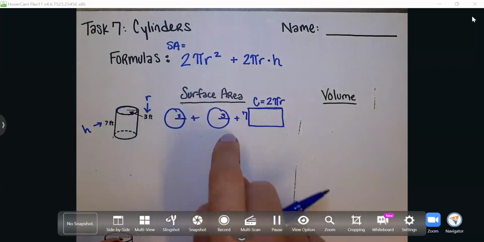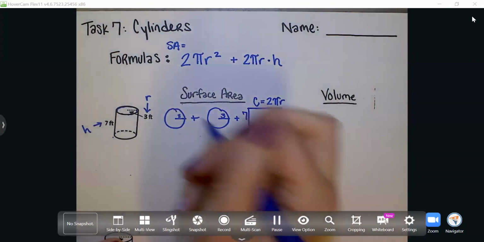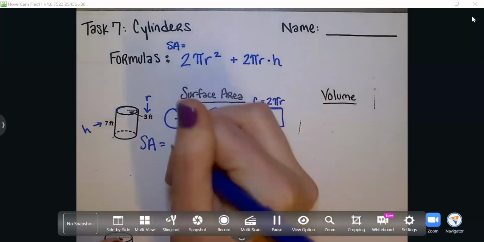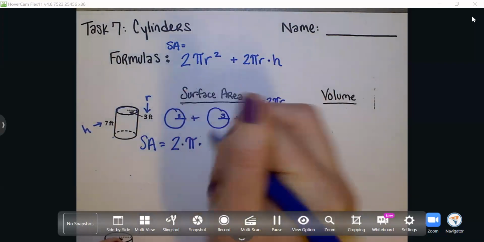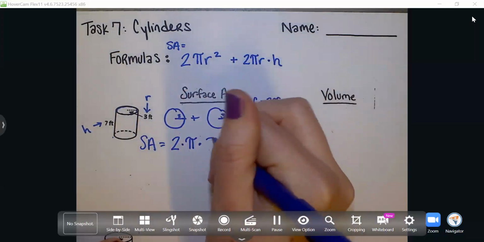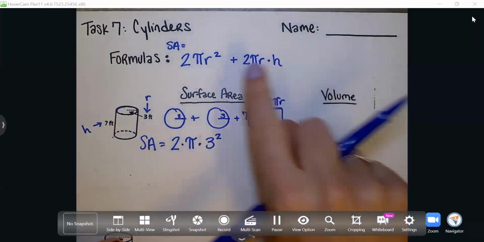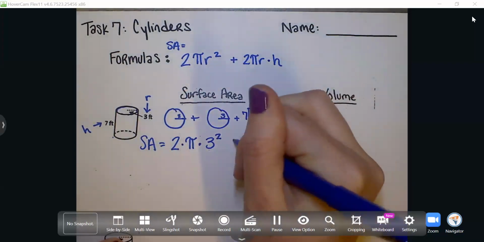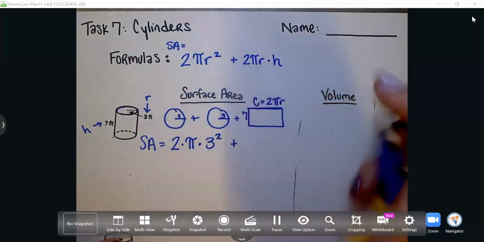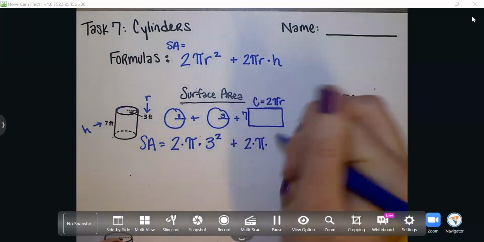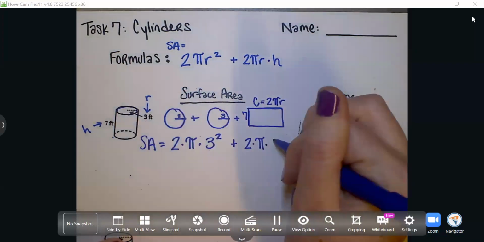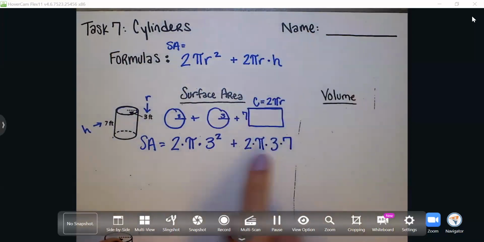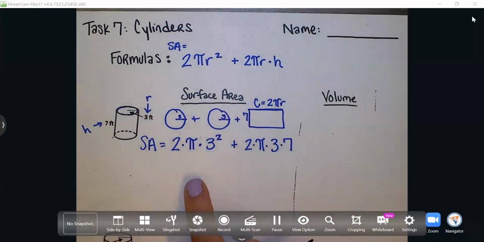I have two circles that have an area of pi r squared. So my formula I'm going to bring down here, surface area, 2 pi r squared. I'm always going to have 2 times pi, and then I need my radius squared, so 3 squared. I also have the rest of my formula. There's another piece here. I have a whole rectangle that I'm solving for. And I'm going to use this formula, 2 times pi times my radius, which in this case is 3, times my height, which in this case is 7. So I have these two pieces of information that I'm going to be typing into my calculator.